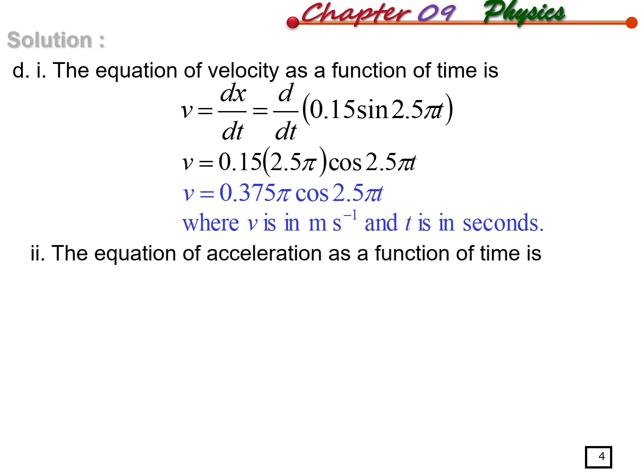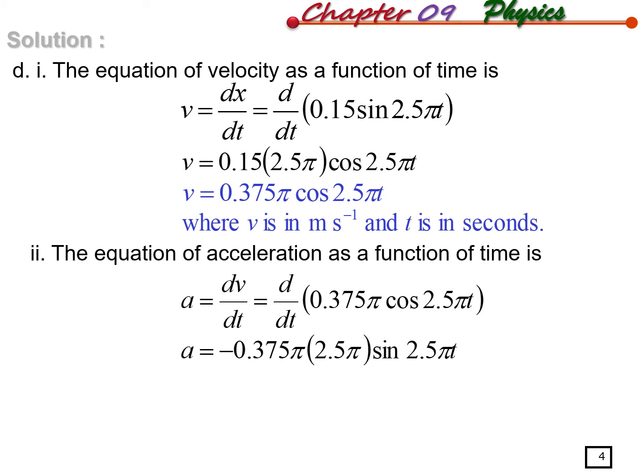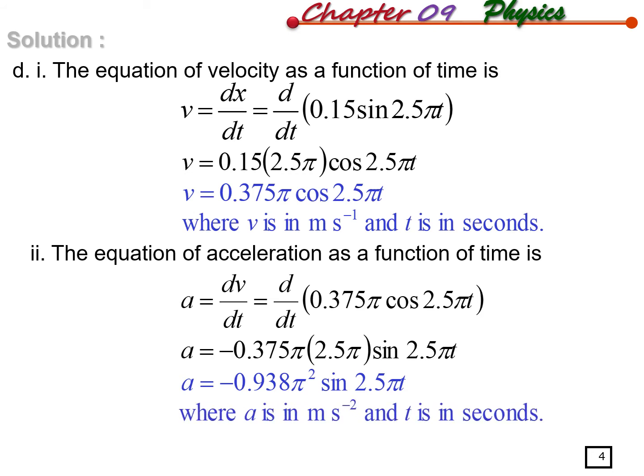And for acceleration, we do differentiation, dv over dt. So we differentiate velocity with respect to time, which will end up with a function of sine. Cos you will get negative sine. So simplify, that means acceleration you will end up with 0.938 pi square, with a negative in front, sine 2.5 pi t. This one is acceleration in meter per second square and t is in second.